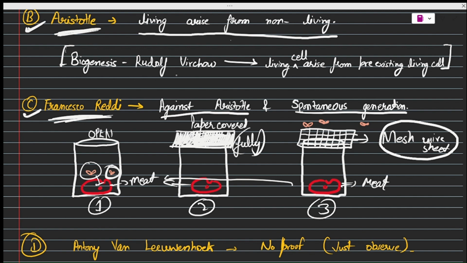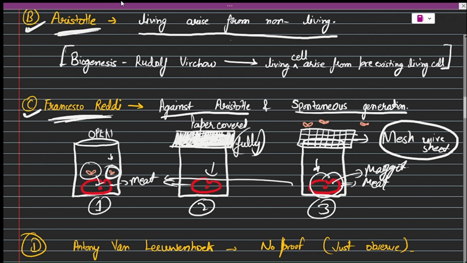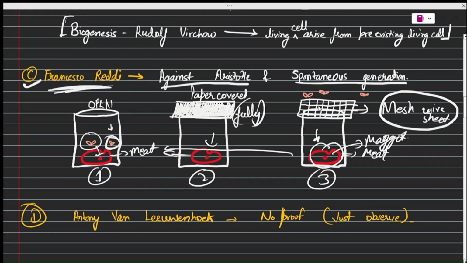The meat was spoiled in case 2 and case 3 also, just like in case 1, but without maggot. But when John Needham took those eggs from the mesh and made them in contact with the meat, then he saw again the formation of maggot. Okay, and that's why he came to a conclusion that life arises from living, not non-living.